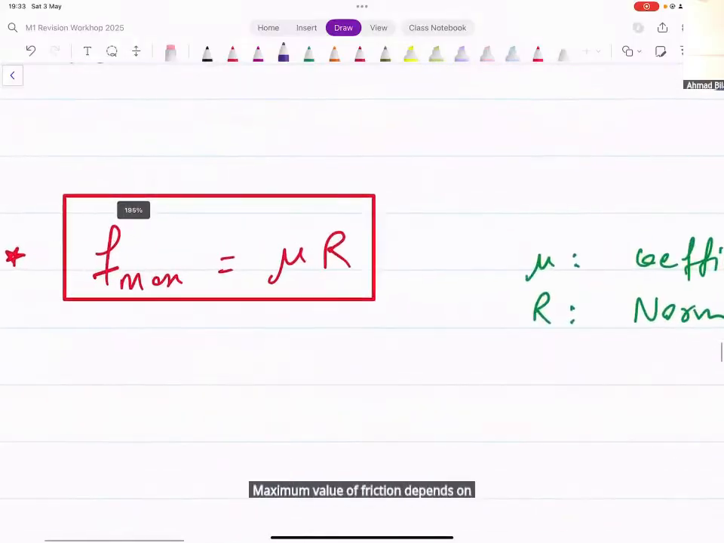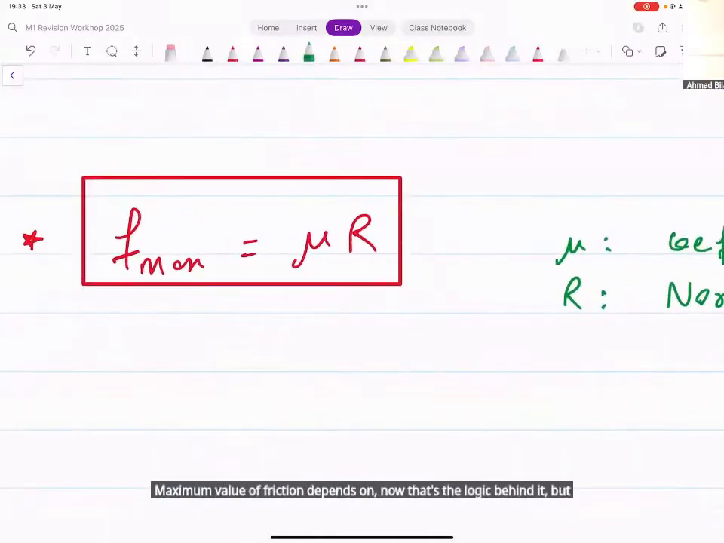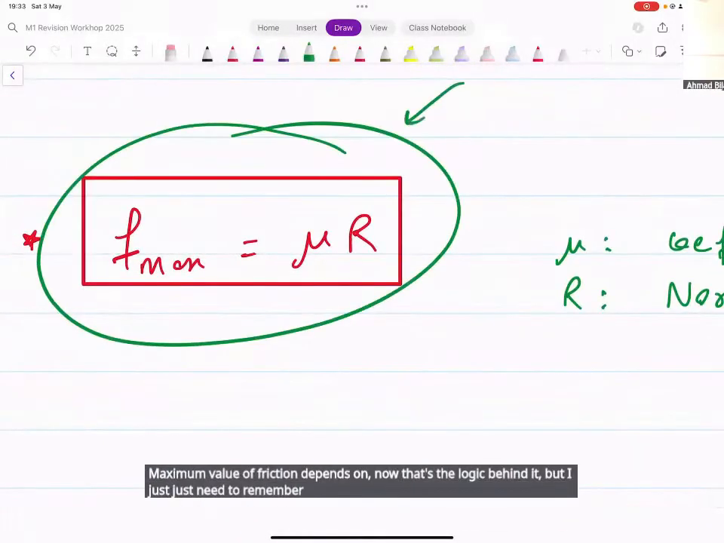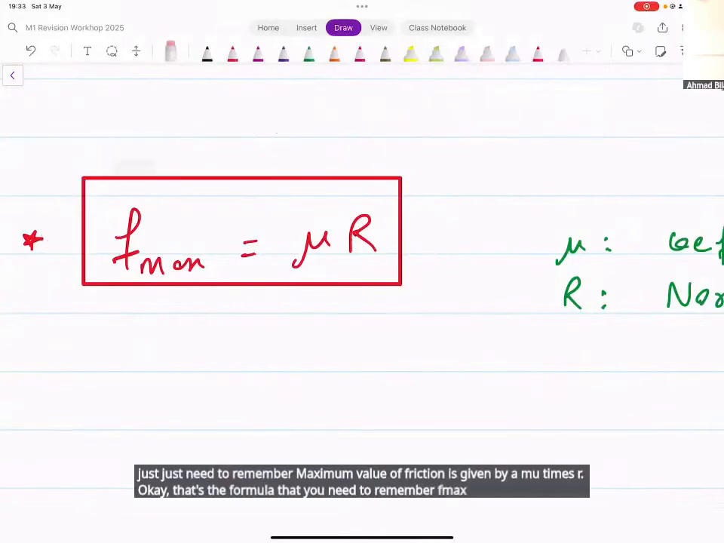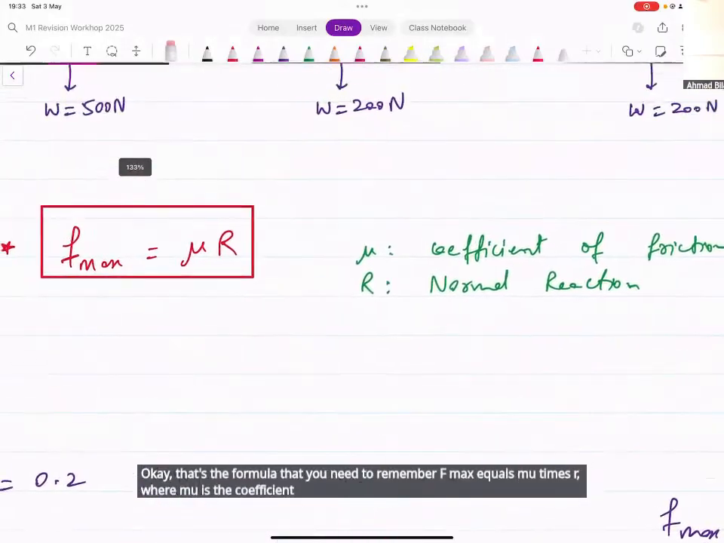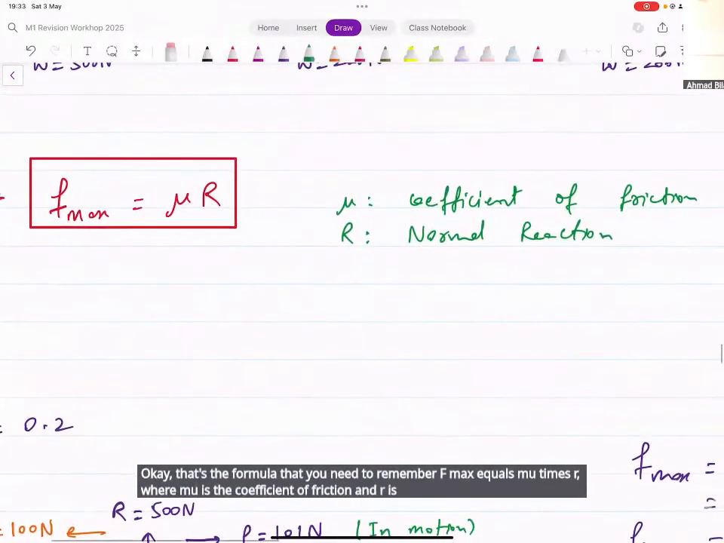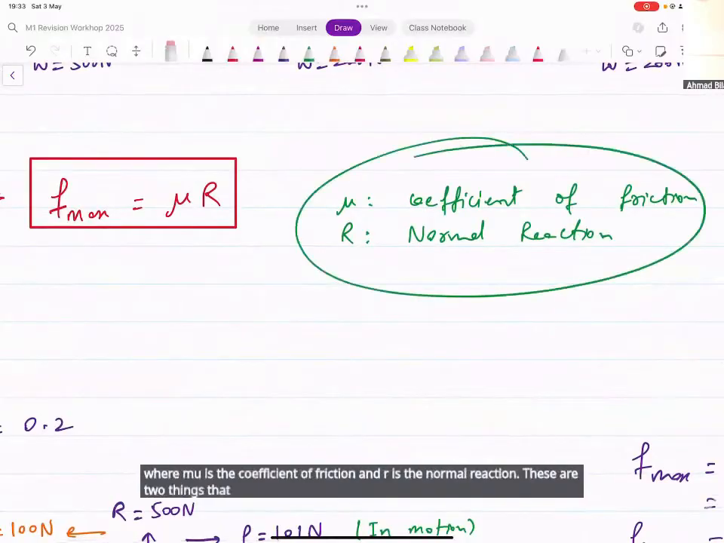Now, that's the logic behind it, but now you just need to remember, maximum value of friction is given by mu times r. Okay, that's the formula that you need to remember. F max equals mu times r, where mu is the coefficient of friction and r is the normal reaction. These are two things that the maximum value of friction depends on.